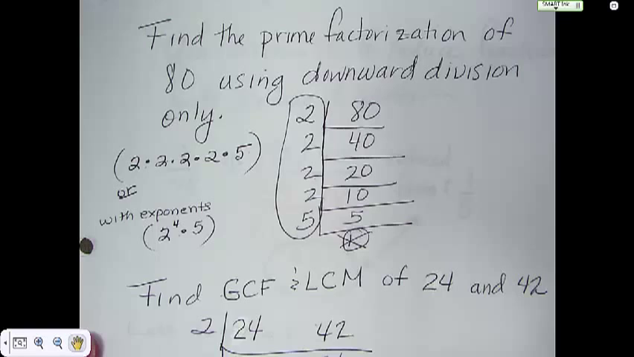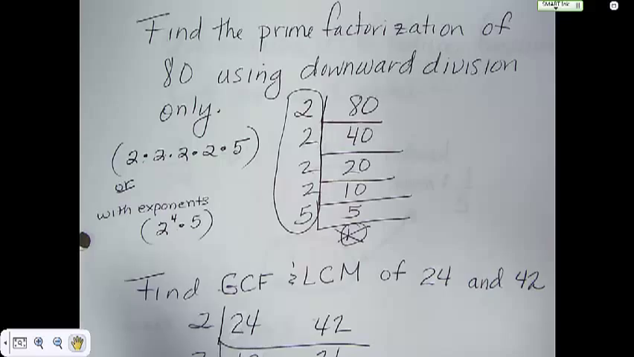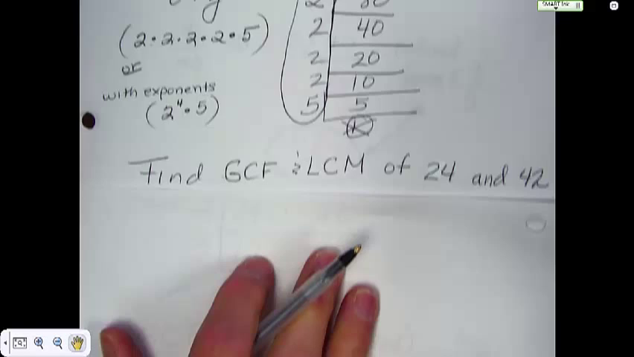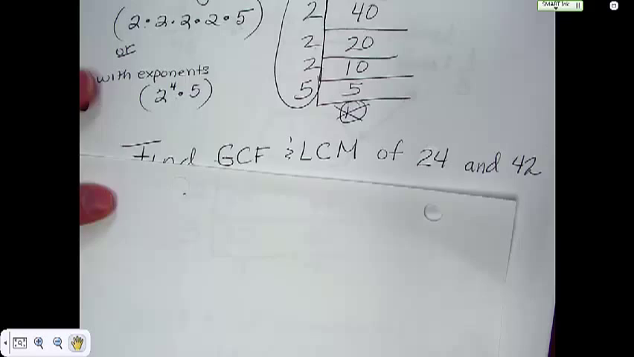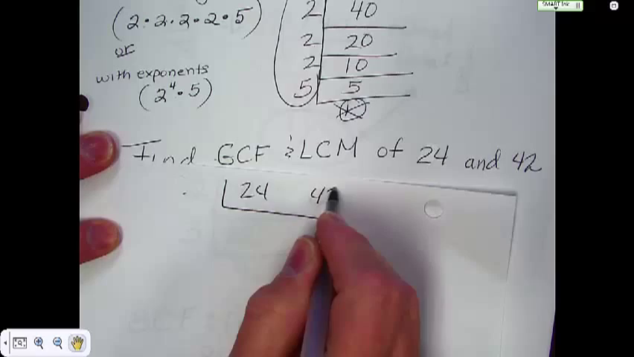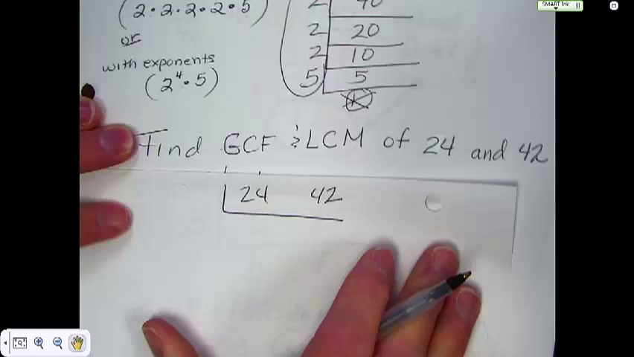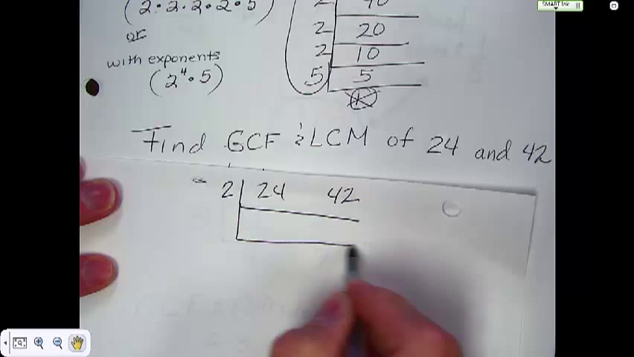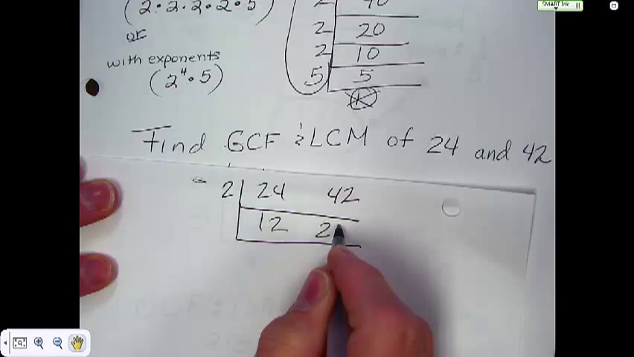Okay? Now, the next thing we're going to talk about is we're going to find the GCF and LCM of 24 and 42. So, we're going to write 24 and 42. Now, we're going to do double downward division to do this one. Okay? So, they're both even. We'll put 2 in front. 2 goes into 24 12 times, 2 goes into 42, let's see, 21 times.